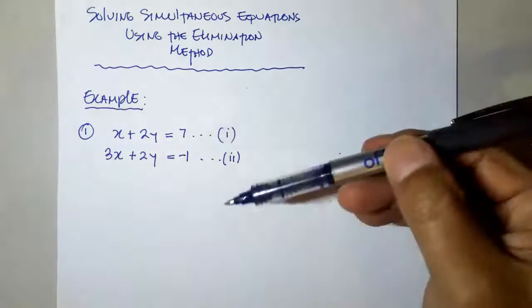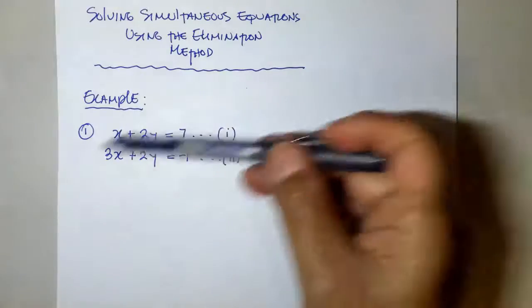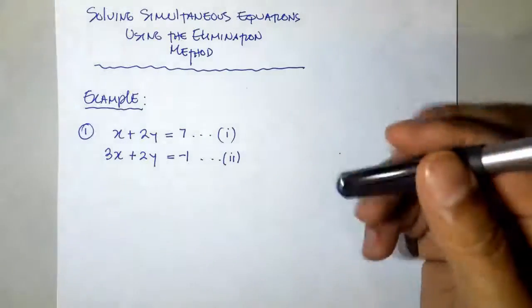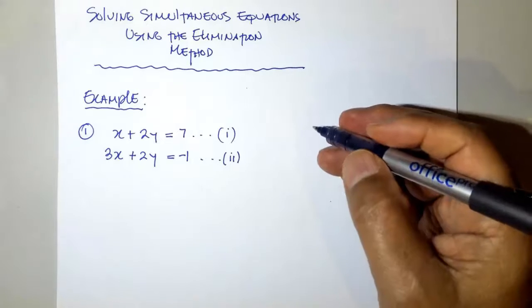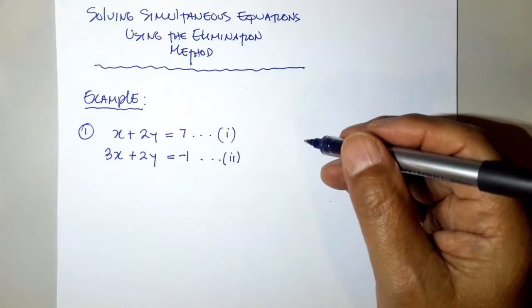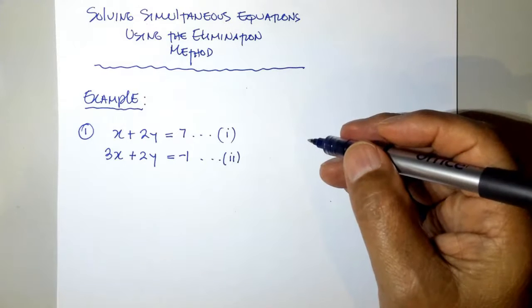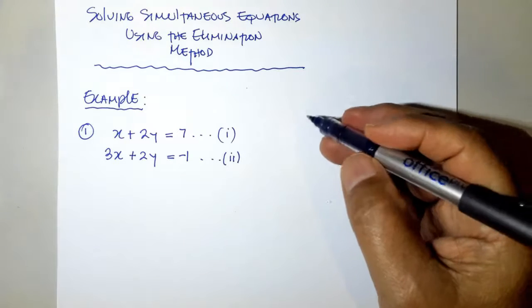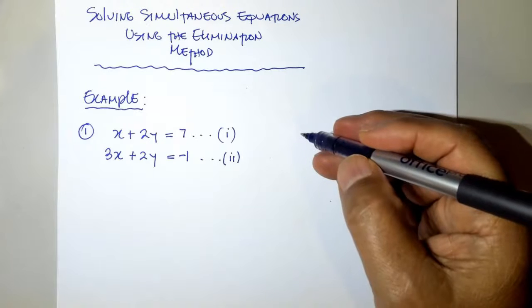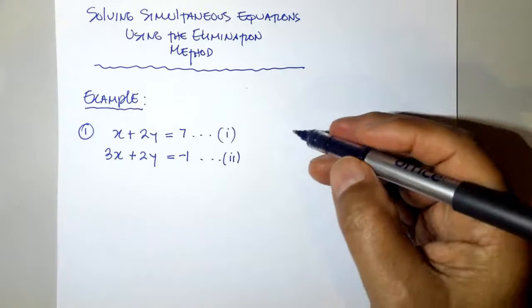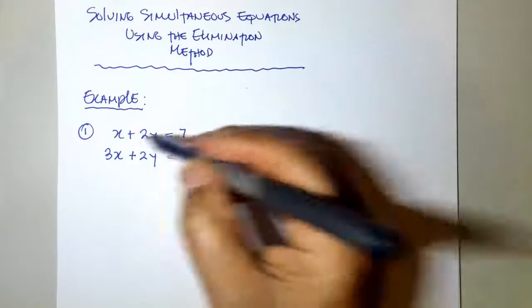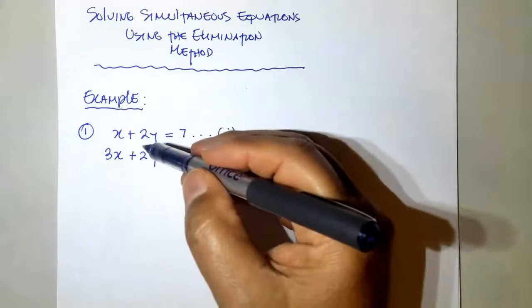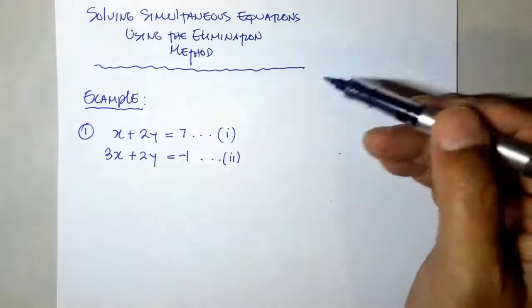Okay, so the technique is like this. You need to look at these equations and see whether you have the same coefficient for x or the same coefficient for y. Now, the coefficients can be different sign or same sign. In this case, we have +2, so they have exactly the same sign, but they can have opposite signs.